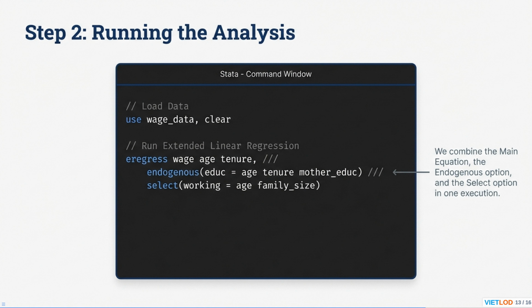Now, let's move into the practical application in Stata. In this step, we'll execute the unified analysis using the eregress command. First, we start by loading our dataset, wagedata. The power of the ERM framework lies in its modularity. As you can see in the command window, we're not running separate steps. Instead, we combine the main regression for wages with sub-options that handle our specific econometric issues. We include the endogenous option to model education, using mother's education as an instrument.